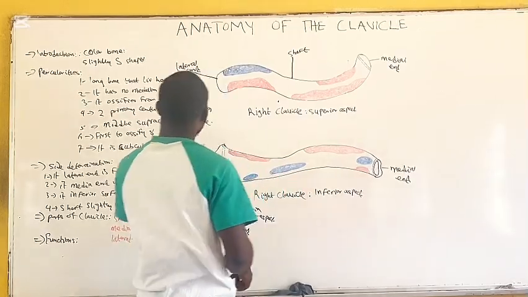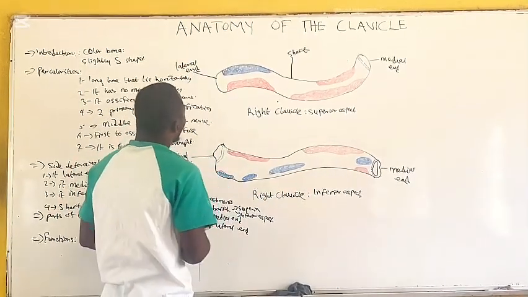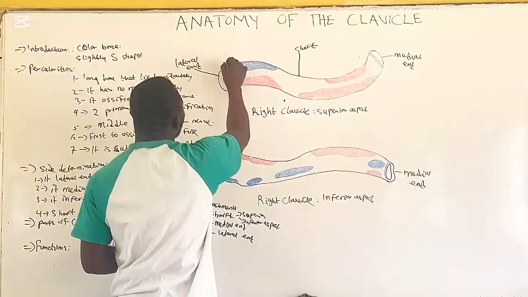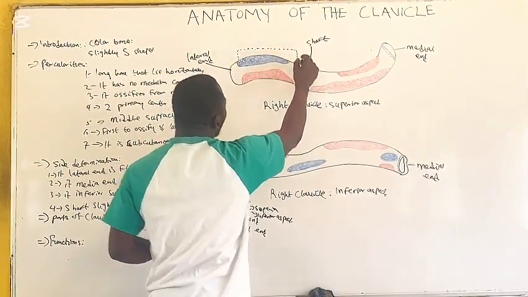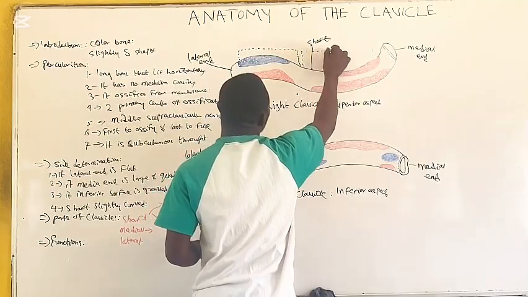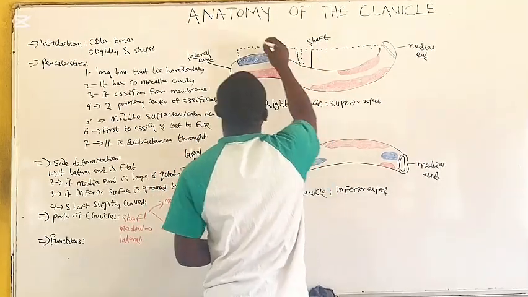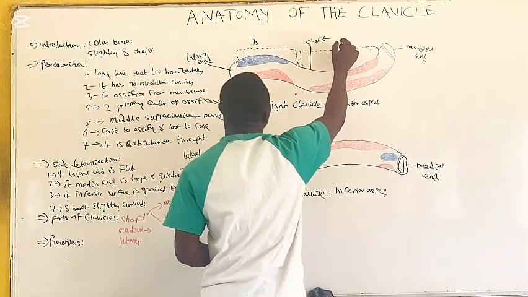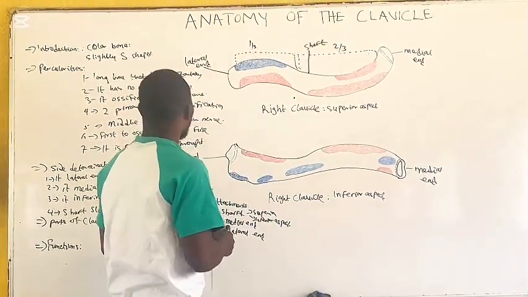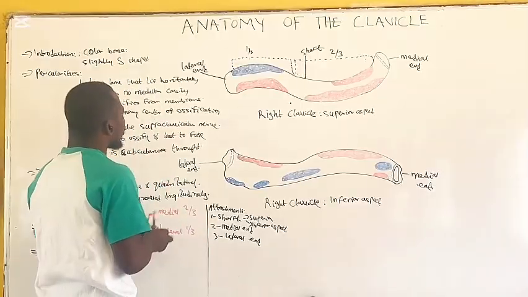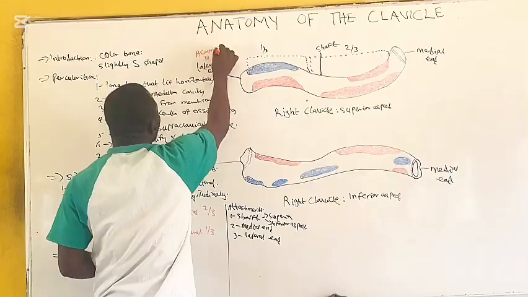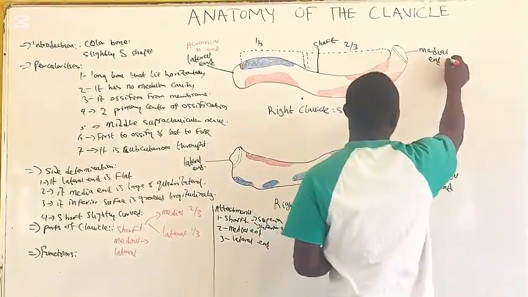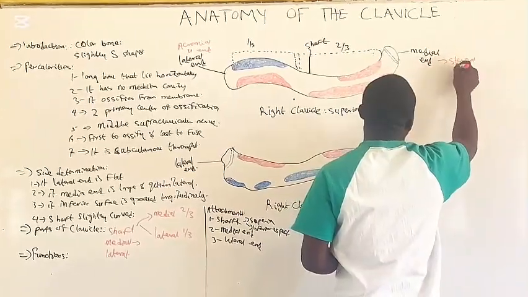And we said the shaft of the clavicle is divided into two: the lateral 1/3 and the middle 2/3. The lateral end of the clavicle is also called the acromial end, and the medial end of the clavicle is also called the sternal end.